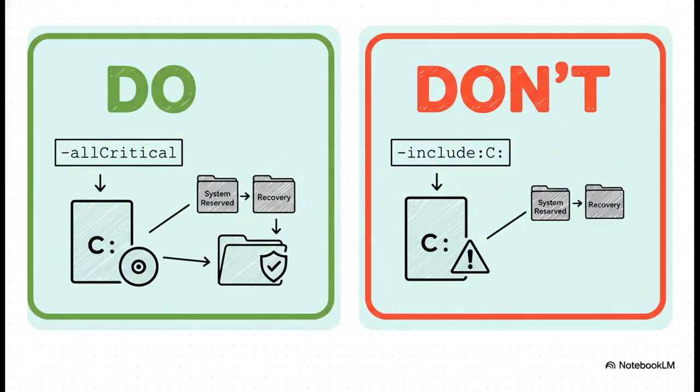And rule number 2 is non-negotiable. I know I've said it, but I have to say it again. You must use the allCritical switch. It's so tempting to just tell it to back up your C drive using include C, but that is a trap. It'll create a backup that you can't actually boot from because Windows needs all those other little hidden partitions to start up. allCritical is the magic wand that grabs all of them automatically.